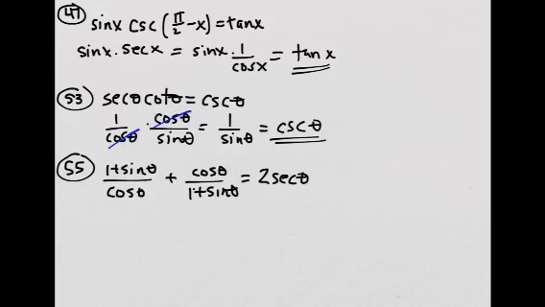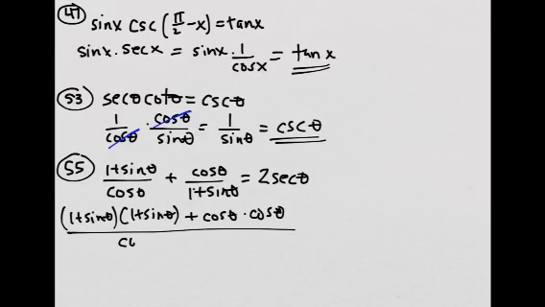So the first fraction gets multiplied by 1 plus sine theta, so let me just write it out. 1 plus sine theta times 1 plus sine theta. The second fraction gets multiplied by cosine theta, all over, and I'm going to leave the denominator in factored form for now, because one of the factors may cancel eventually. Okay, so I'm going to leave it like this for now.